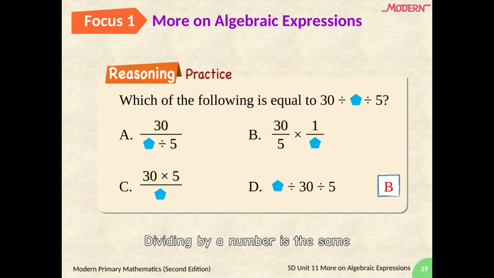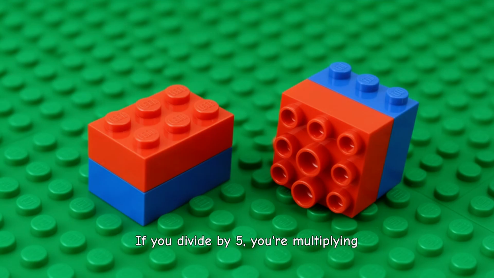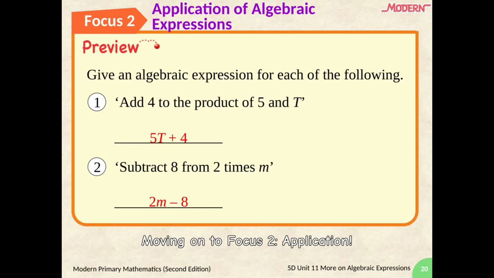Dividing by a number is the same as multiplying by its reciprocal. It's like flipping a Lego brick upside down. If you divide by 5, you're multiplying by 1/5. If you divide by a pentagon, you're multiplying by 1 over pentagon. It's math gymnastics. Moving on to Focus 2.